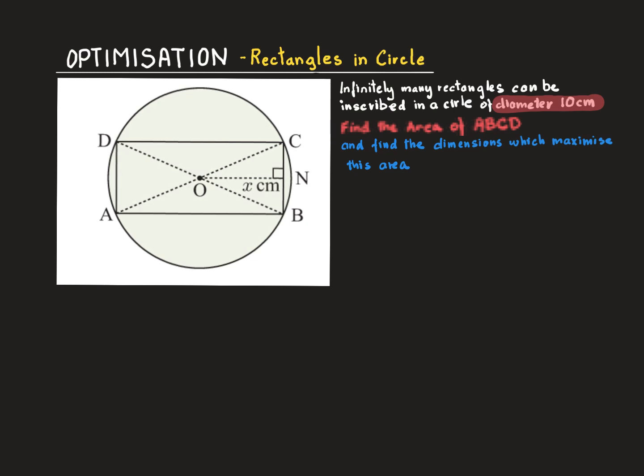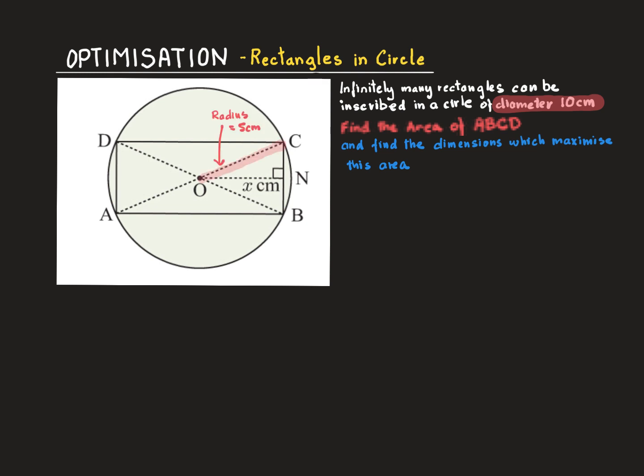This optimization problem wants us to find the area of the rectangle ABCD and the final dimensions which will maximize this area. Infinitely many rectangles can be inscribed in any circle, but this circle has a diameter of 10 centimeters. In other words, the radius of this circle is 5 centimeters.